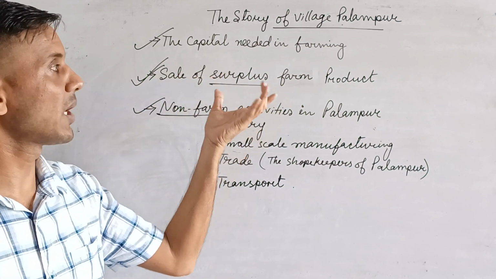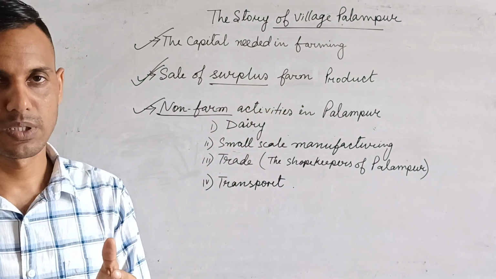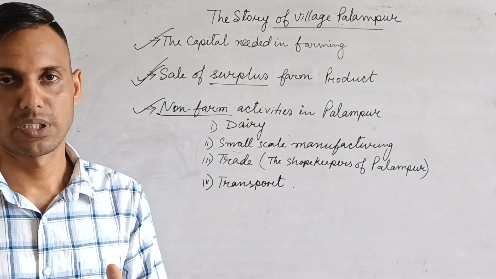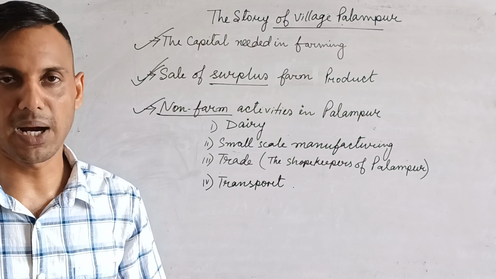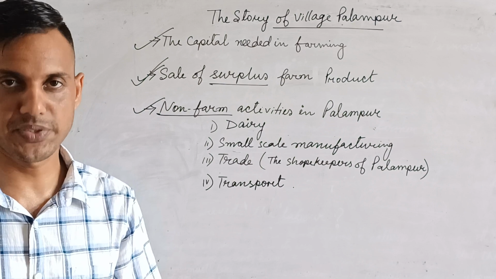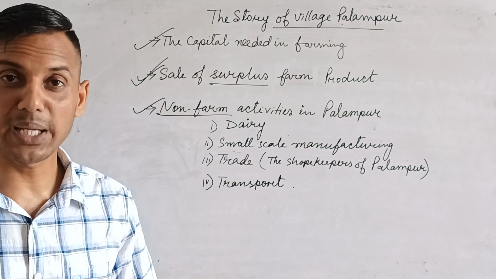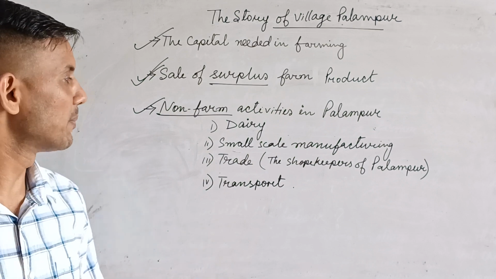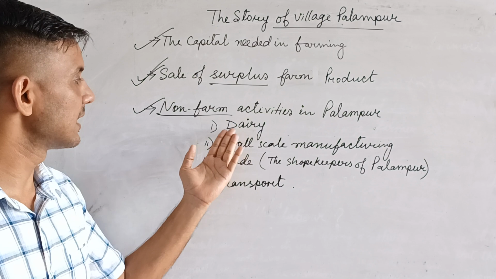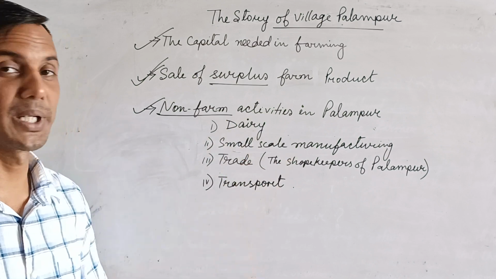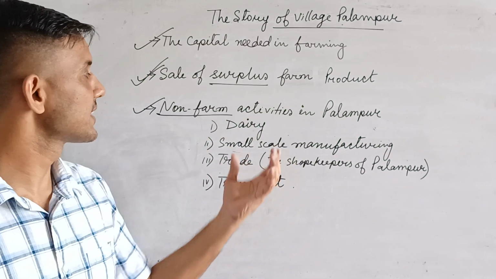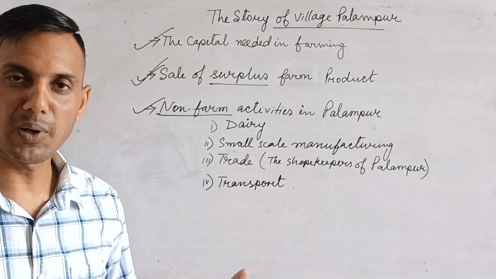Sale of surplus product. What is surplus? The amount left after self-consumption, which is ready to sell in the market. This is the concept of commercialization. A non-farm activity is one not related to agriculture. In Palampur, we have seen dairy, small-scale manufacturing, trade, and transport. These are the examples of non-farm activities.